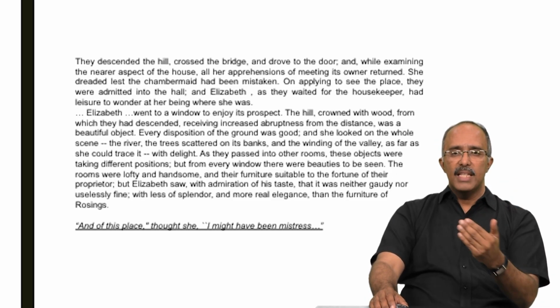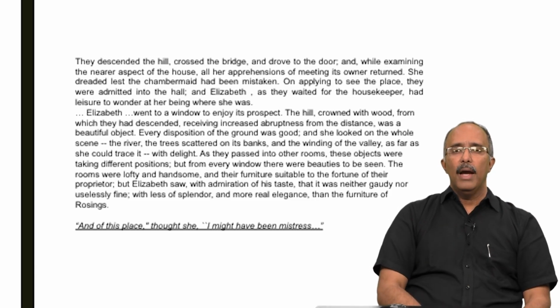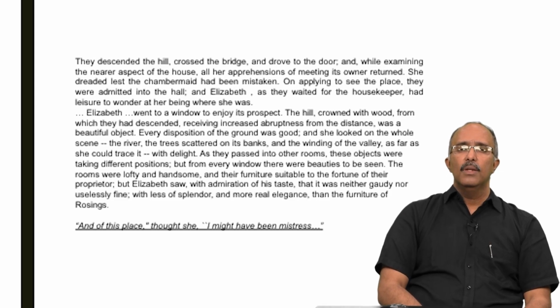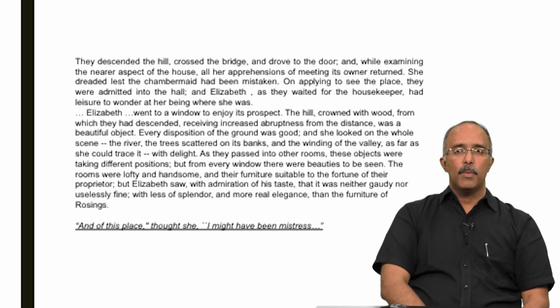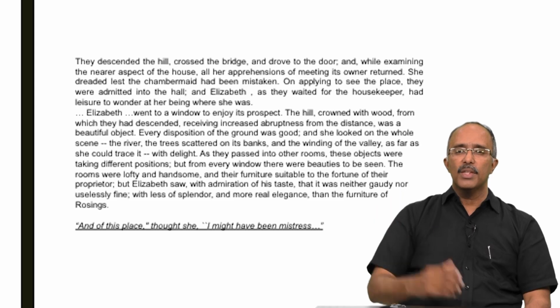She looks at the setting, the building, and walks to a window. And what does she do there? Here is your prospect view. Elizabeth went to a window to enjoy its prospect. Please recall what you said about the prospect view. The hill, crowned with wood from which they had descended, receiving increased abruptness from the distance, was a beautiful object. Every disposition of the ground was good, and she looked on the whole scene, the river, the trees scattered on its banks, and the winding of the valley, as far as she could trace it, with delight.